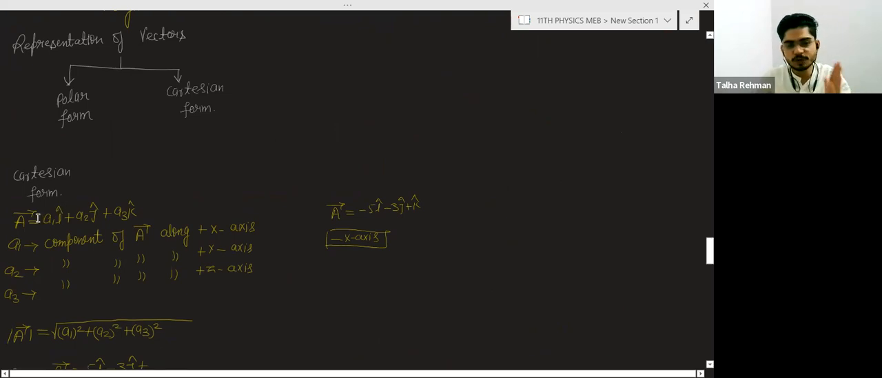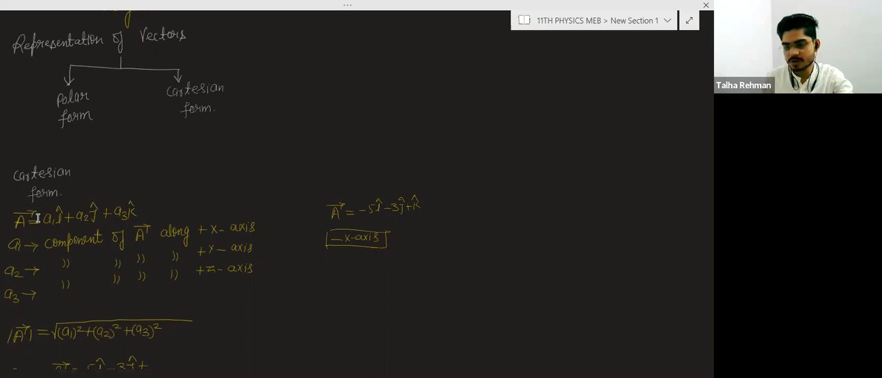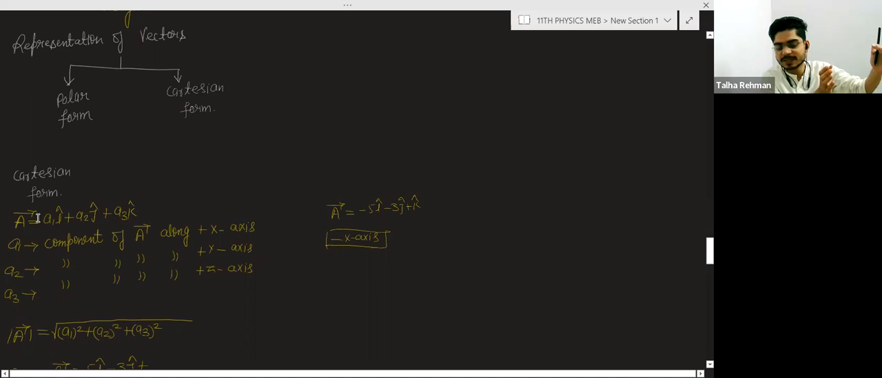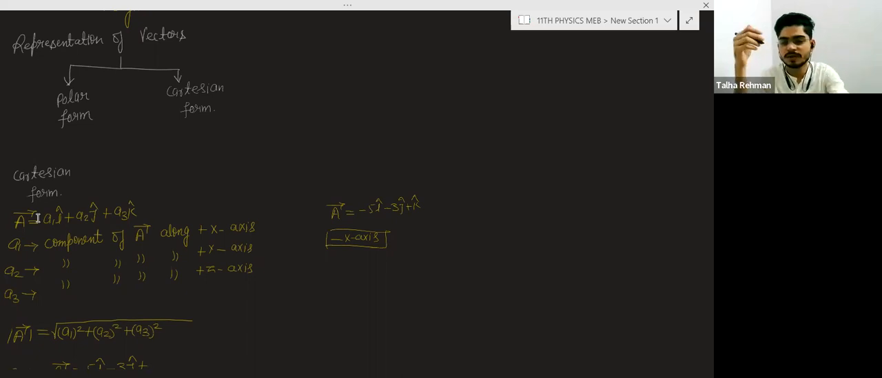What is the meaning of the component of any vector? I am explaining this with the help of an example. Suppose you are applying a force on any body. Suppose you are applying a force on this phone, in this direction. So what is the meaning of the component of the vector when you are applying the force on this phone in this direction? The meaning of component is that the effect of this force will be along x-axis also, along y-axis also, and along z-axis also. This is the meaning of component, the effect of force.